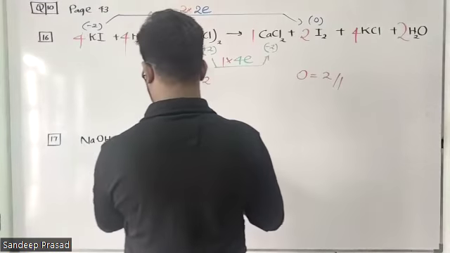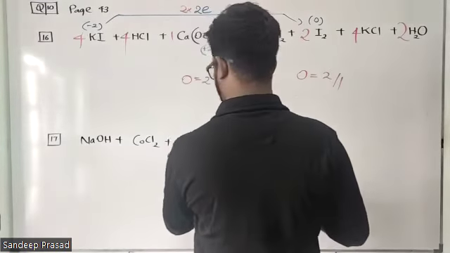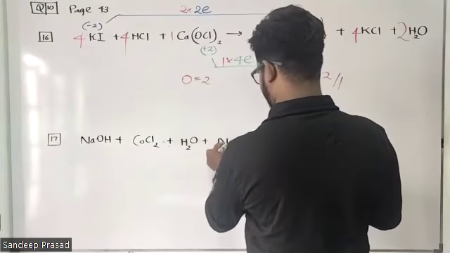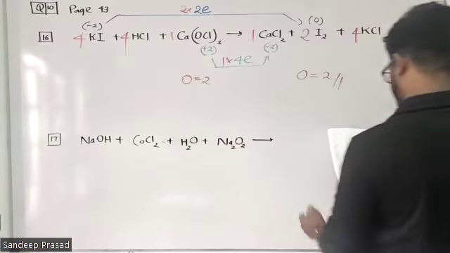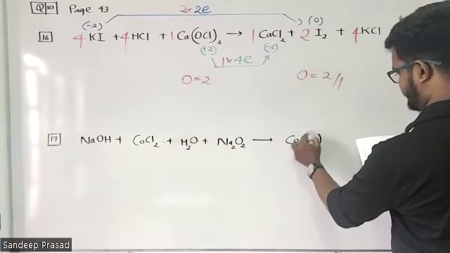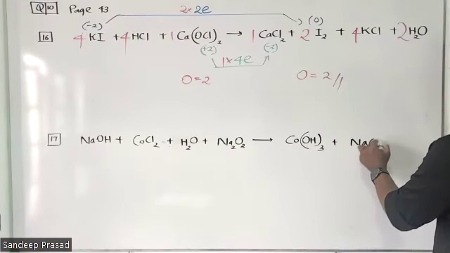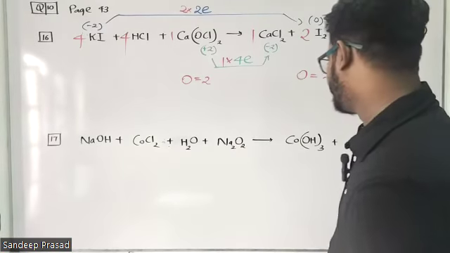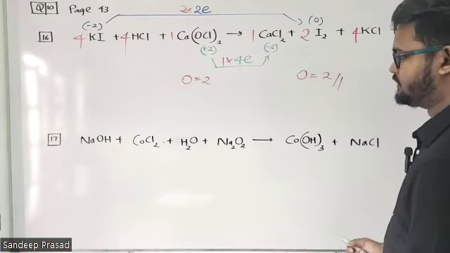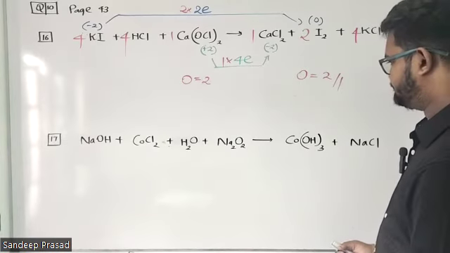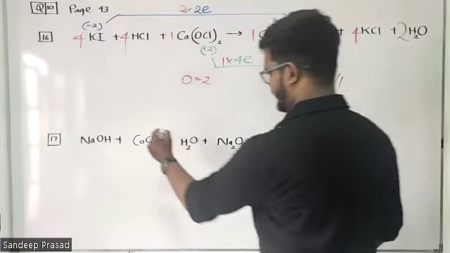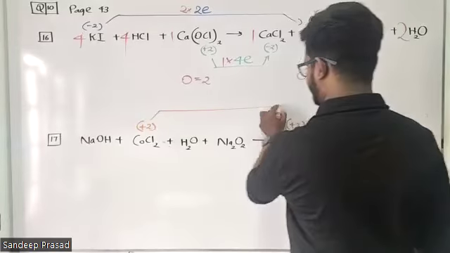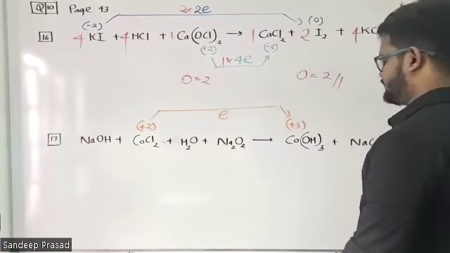Sodium hydroxide, cobalt chloride, CoCl2, reacting with H2O plus sodium peroxide, Na2O2, producing cobalt hydroxide, Co(OH)3, and NaCl. Students, you can see that in here, cobalt is increasing. Oxidation number +2 to +3. Its oxidation number is increasing, and here one electron is contributing.